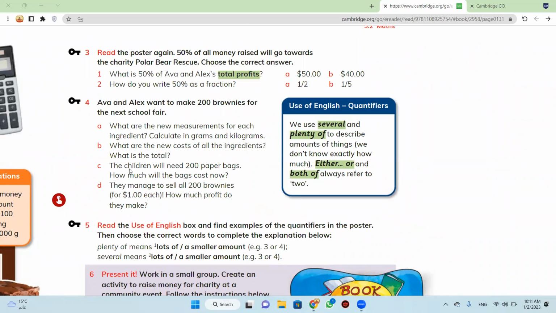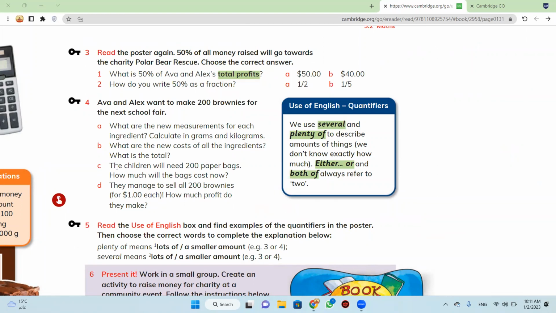What are the new costs of all the ingredients? What is the total? Ayham, what's the new total for the cost? $30. Okay, what's the previous? The previous total cost is $15. Good, thank you. Now, let's take a look at C.